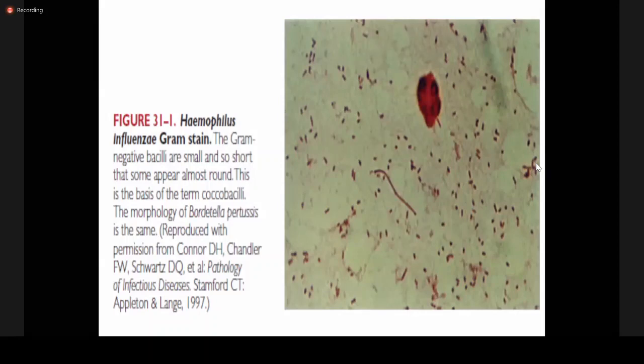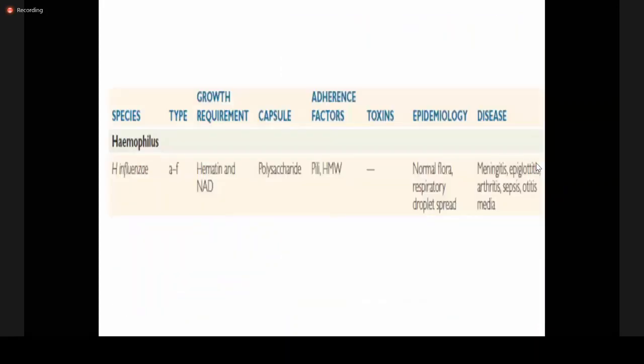Brucella also has the same morphology. So we cannot differentiate between them by gram stain. We can say only a gram negative coccobacilli. Haemophilus influenzae, we said, has serotypes A to F. They require hematin and NAD, that is to say the X and V factors. They are capsulated, and they also have pili and high molecular weight proteins. They could be present as normal flora, and they spread by respiratory droplets.